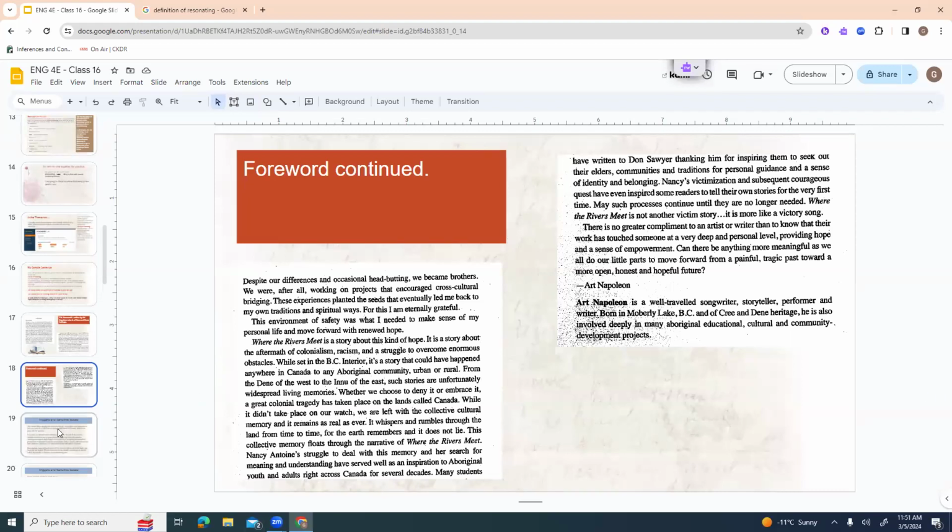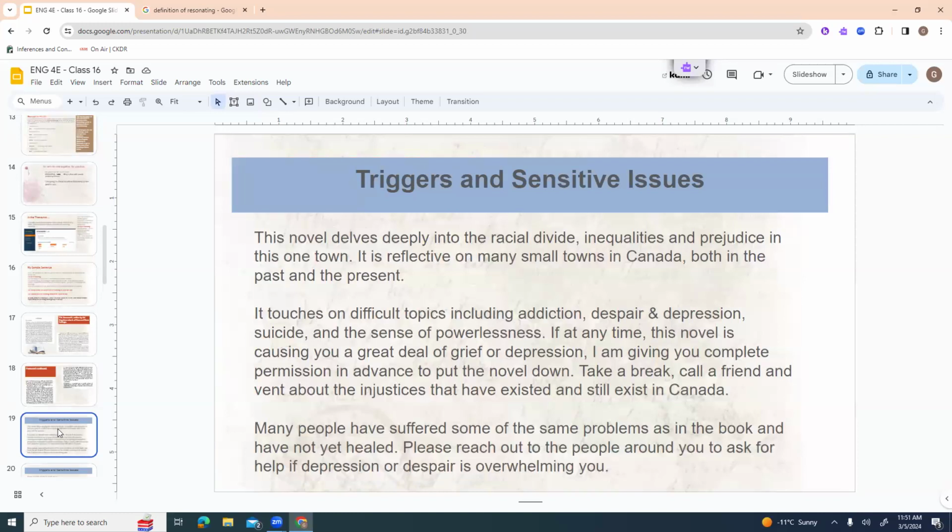Okay, so this novel delves really deeply into the racial divide, inequalities, and prejudice in this one town. However, it is reflective of many small towns in Canada, both in the past and the present. So it touches on difficult topics, including addiction, despair and depression, suicide, and the sense of powerlessness.